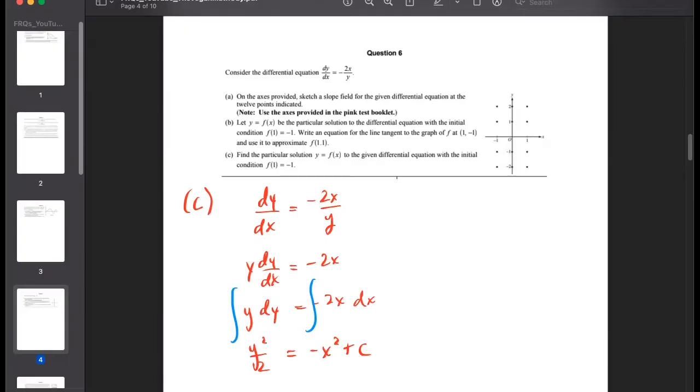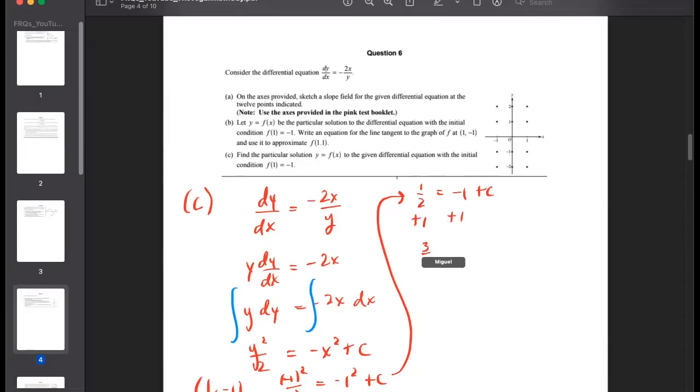I can go ahead and plug in my initial condition, 1 comma negative 1, and I'll get negative 1 squared over 2 is equal to negative 1 squared plus c. So that means I have positive 1/2 equals negative 1 plus c. Okay, and I'm going to add the 1 to both sides, and I get 3/2 is equal to c.